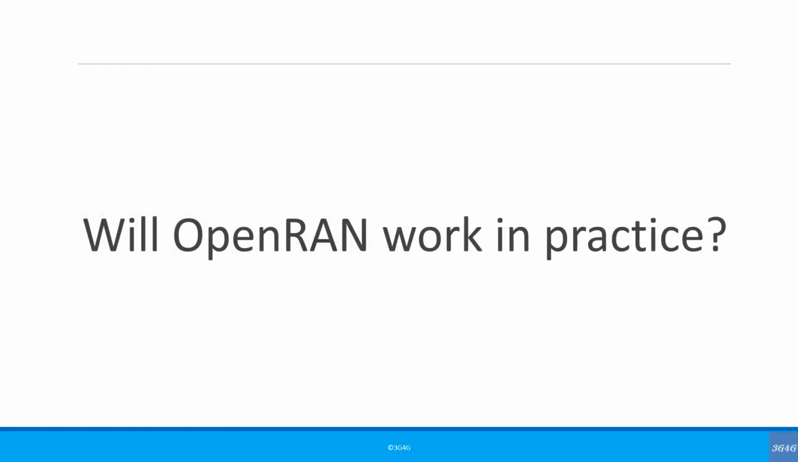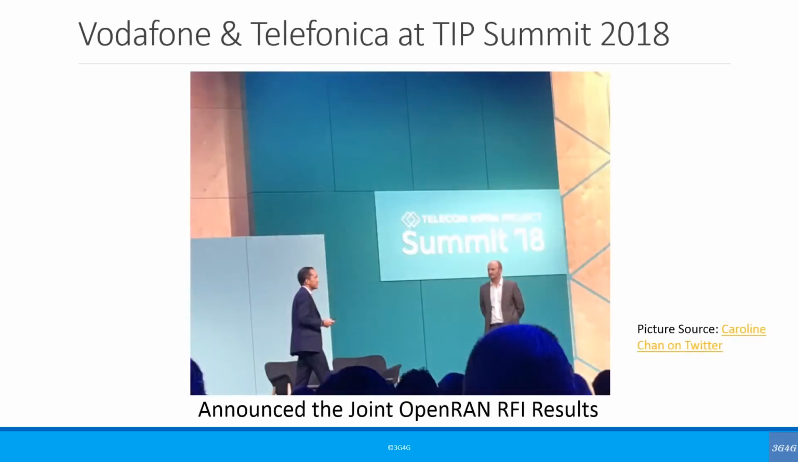So the important question here: will Open RAN work in practice or is it just another fad or theoretical concept? Vodafone, Telefonica and some other large operators are big supporters of Open RAN. Vodafone and Telefonica had issued a joint RFI, or request for information, that was sent to all the vendors working on the Open RAN concept. At TIP Summit 2018, they announced the results.